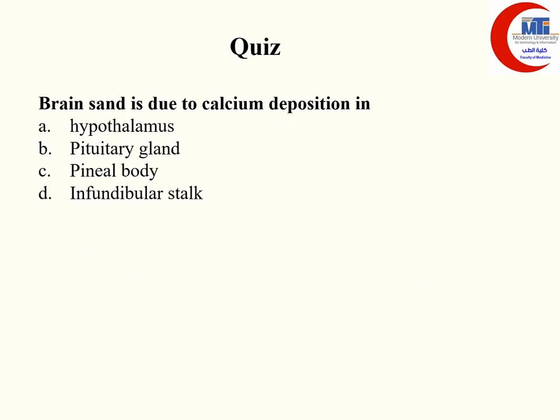Quiz on the lecture. Brain sand, which is called the corpora arenacea, is due to calcium deposition in. As we studied, brain sand is calcium concretion that increases with age. This is due to deposition of calcium on the secretory products, which accumulate in concentric layers in the pineal gland. It appears with increased age. So brain sand is due to calcium deposition in the letter C, pineal gland.